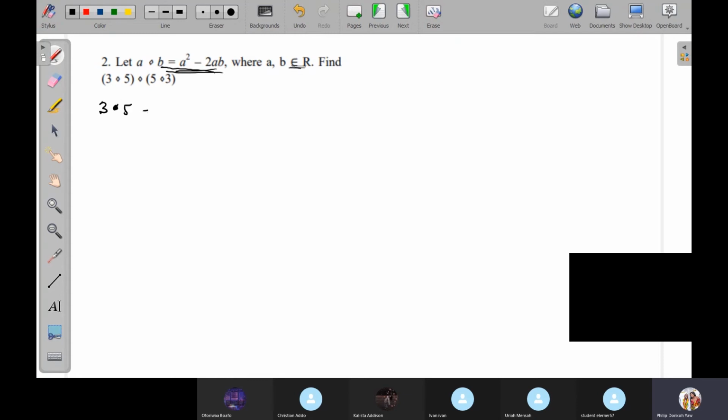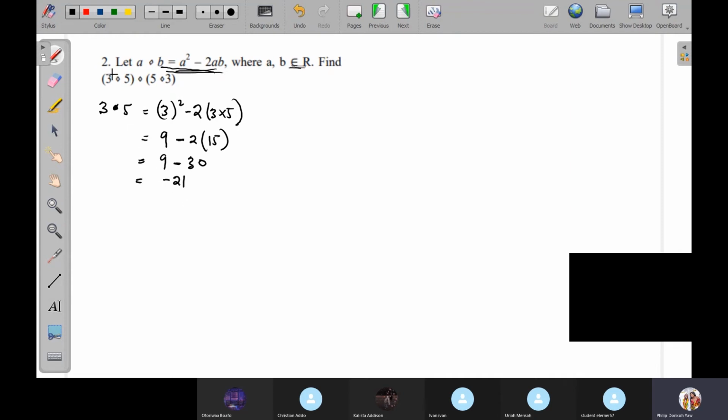We have 3.5. And given the rule to be A squared minus 2AB, we are going to get 3 all squared minus 2 times 3 times 5. When we simplify that, we get 3 squared, which is 9, minus 2 times 3 times 5, which is 15. So 2 times 15 gives us negative 30. Then we have our 9 repeating itself. So 9 minus 30 gives us negative 21.